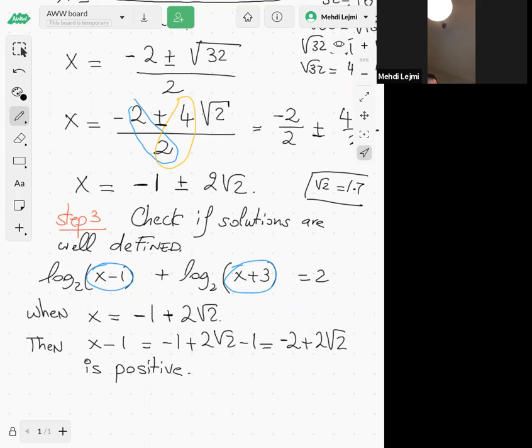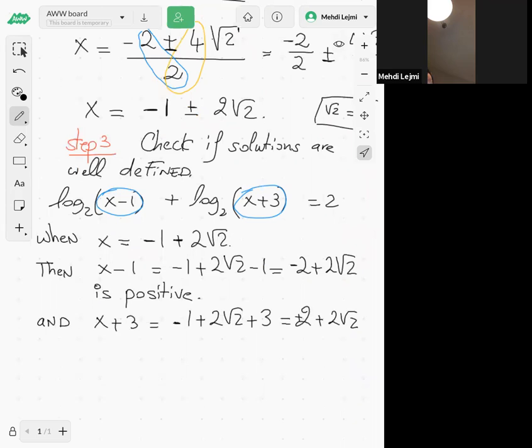And of course, if you do x plus 3, so x is minus 1 plus 2 square root of 2, plus 3, that will be 2 plus 2 square root of 2, which is obviously positive. So this is actually a true solution of the equation.